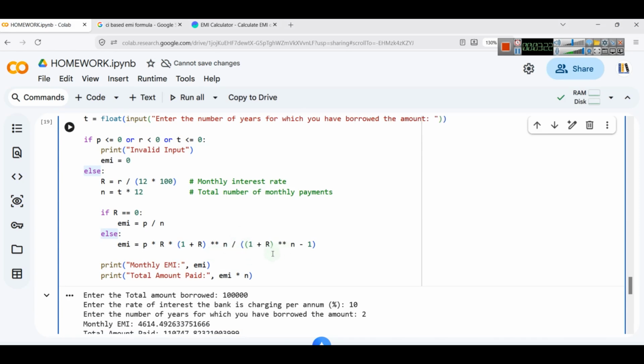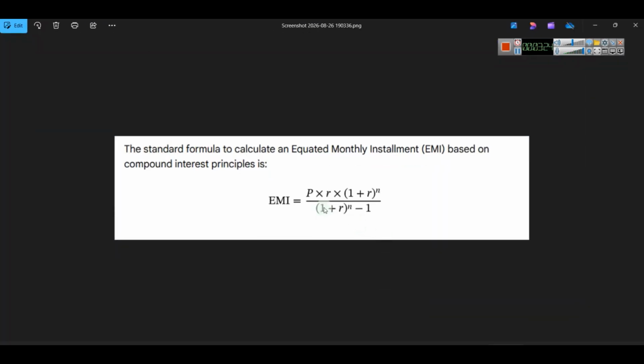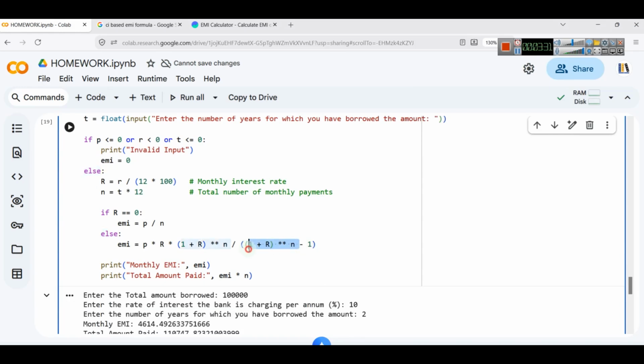divided by 1 plus R raised to the power of N and minus 1, not N minus 1, but 1 plus R raised to the power of N will be calculated first and then minus 1. If you want to make sure, obviously in Python there is order of precedence, but you can do this also, like you calculate 1 plus R raised to the power of N, then you subtract 1. The monthly EMI will be EMI, but total amount paid will be EMI into N.